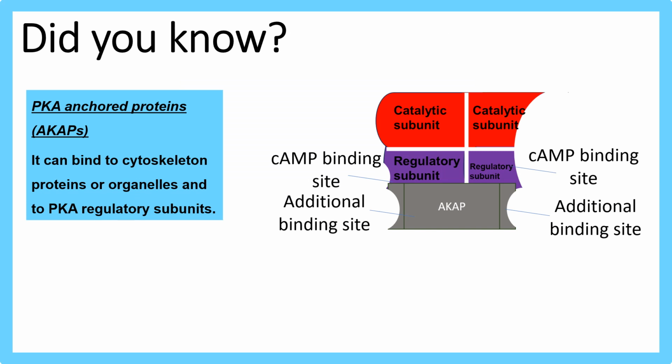And there's an interesting finding: you have PKA anchored proteins, which are called AKAPs. And what they do is bind to proteins that are involved in the cytoskeleton, such as actin and myosin, and they also bind onto organelles and to the PKA regulatory subunits. So the AKAPs have an additional binding site where they can attach to the PKA regulatory subunits and provide an additional site for substrates to bind.